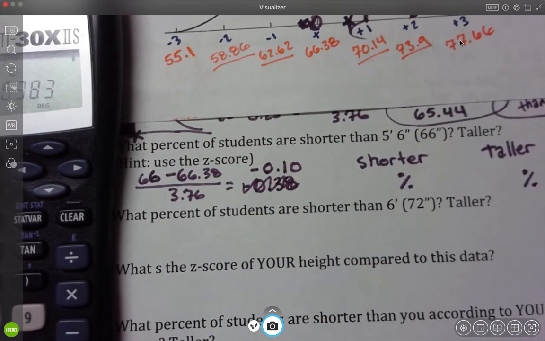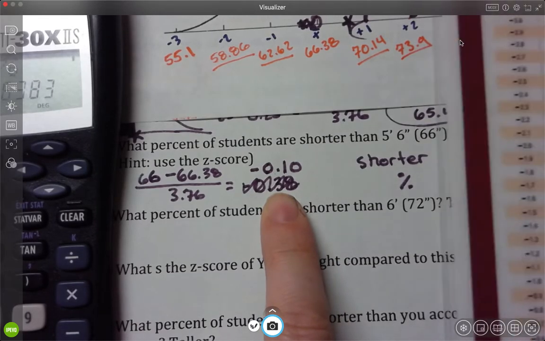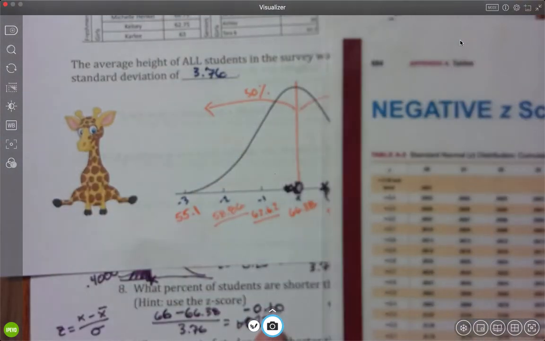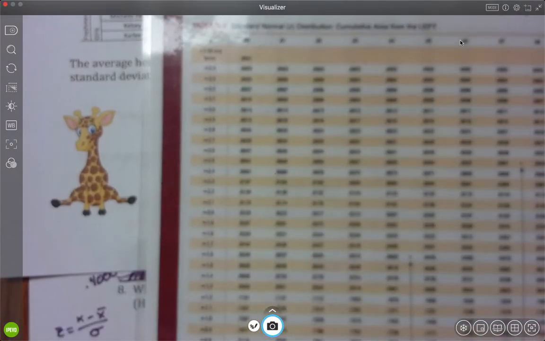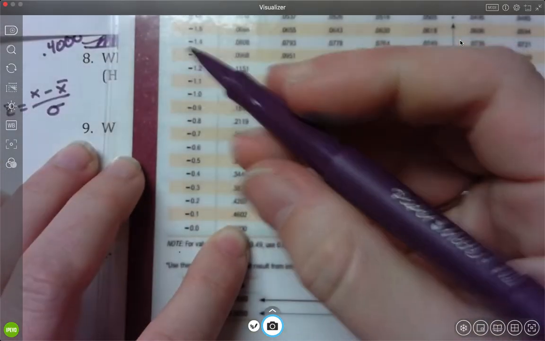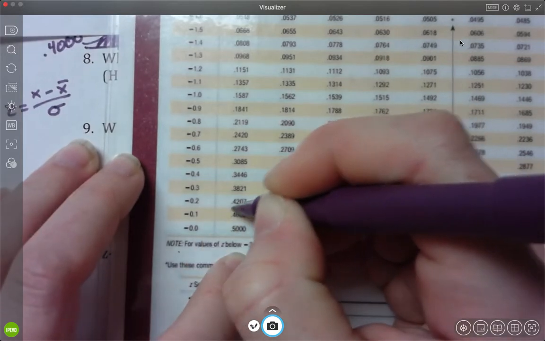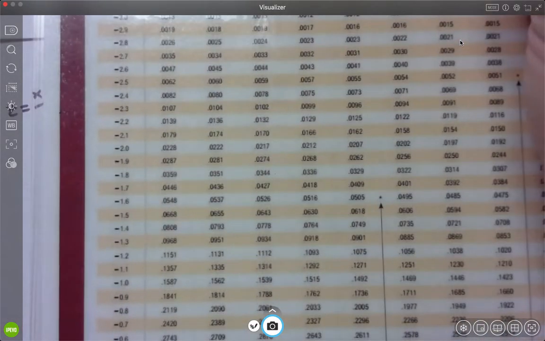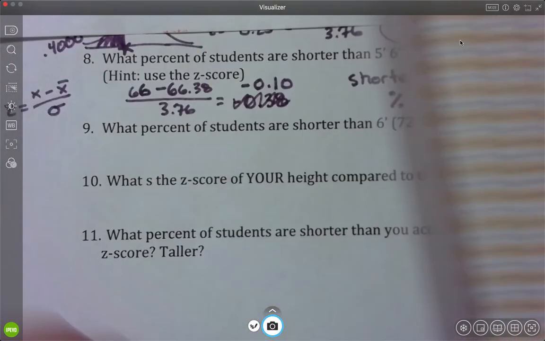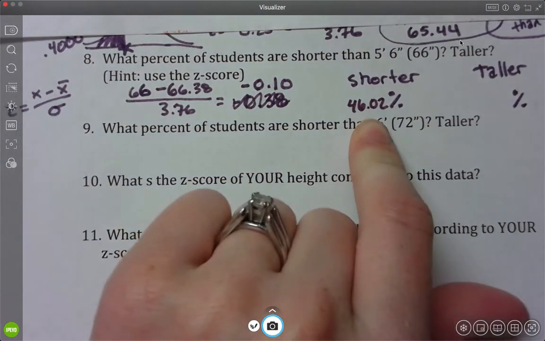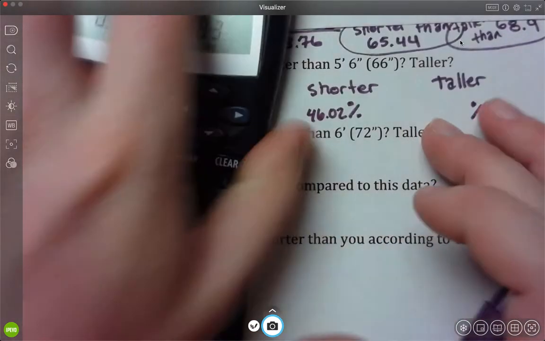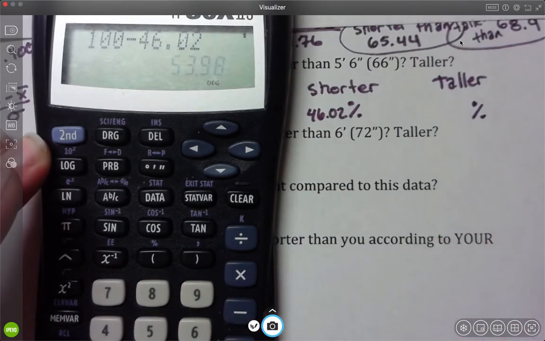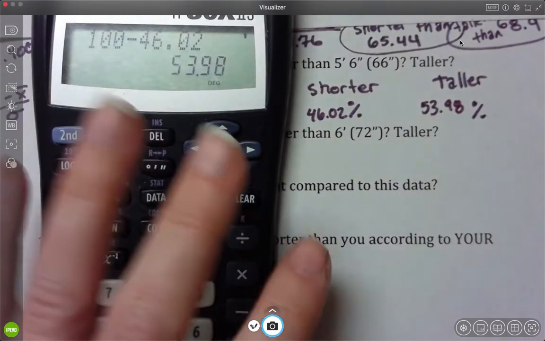Okay, that's better. All right, now from that point, all I need to do is look it up on the table, but I'm going to look it up in the correct order. It's on the negative table because it's negative. And so I look up negative 0.10, in this column, 46.02%. Now 46.02% is going to be from that point on back. So 46.02% are going to be shorter than 66 inches. Taller than 66 inches would be the opposite of that, so 100 minus 46.02 is going to give me 53.98% of students taller than that.